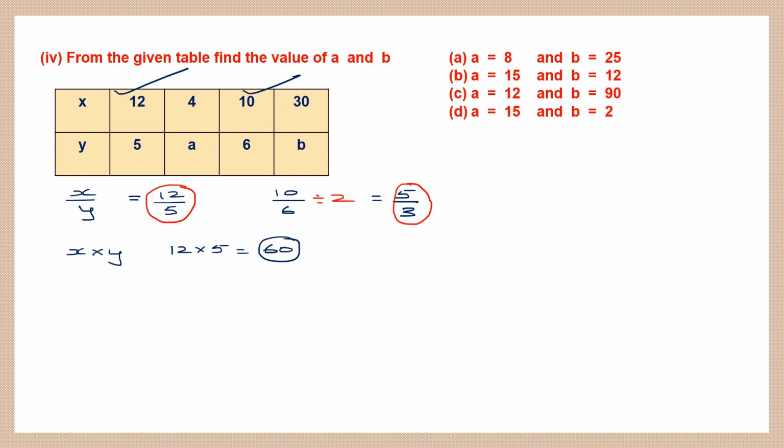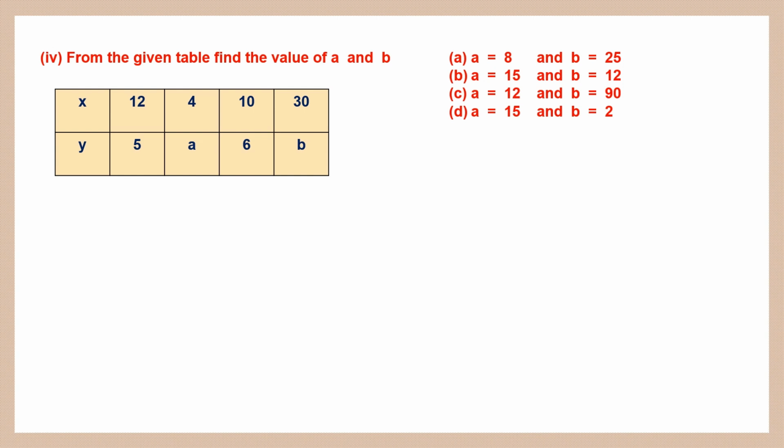Now let's take the next column which has both the values, 10 and 6. Let's multiply 10 into 6. 10 into 6 is also 60. So both our answers here are 60. That means when we multiplied x and y, x into y is a constant. So when x into y is a constant, they are in inverse variation. So first identify whether it's direct or inverse variation. Now we have understood that x and y are in inverse variation.